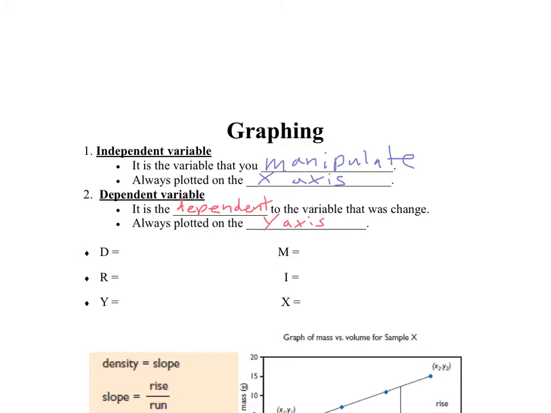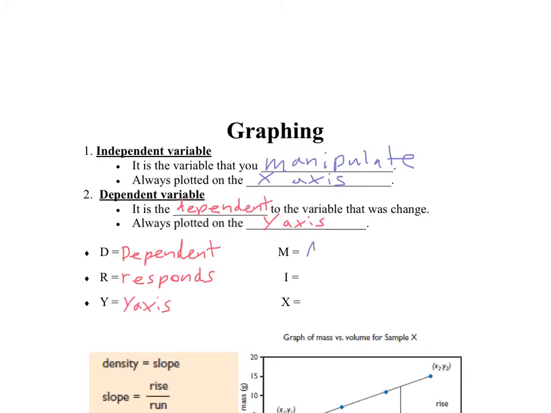You may have learned this as DRY MIX. DRY: D meaning dependent, R meaning responds, and it belongs on the y-axis. So the dependent responds, and it goes on the y-axis.